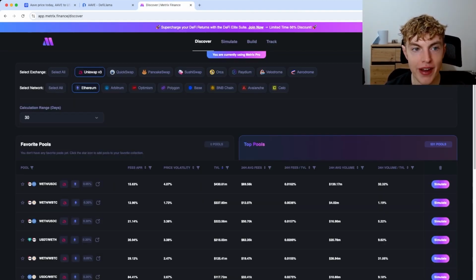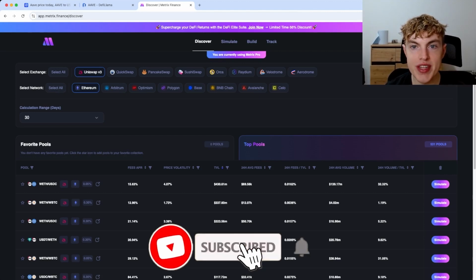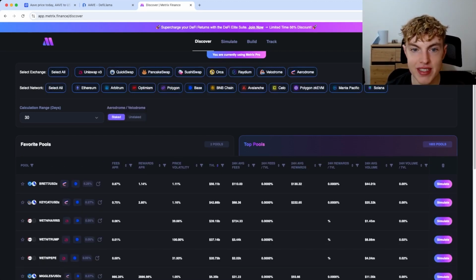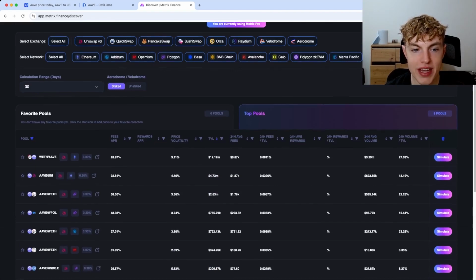So on Metrix Finance, the first thing I like to do is go to the Discover section, hit Exchange, select all Networks, I'm just going to select all, and then I'm going to select the little pool filter on the left, and for must include, I'm going to type in AAVE. And now we can see all the pools that include AAVE.